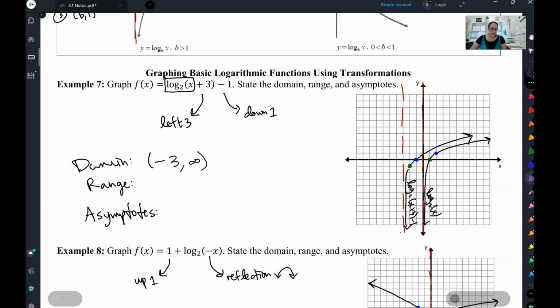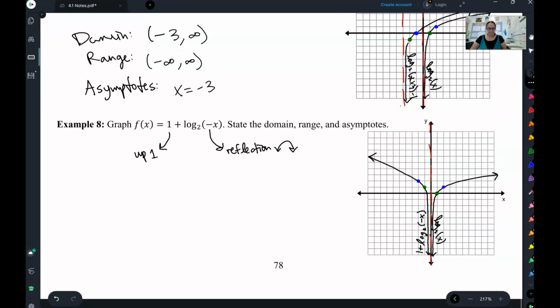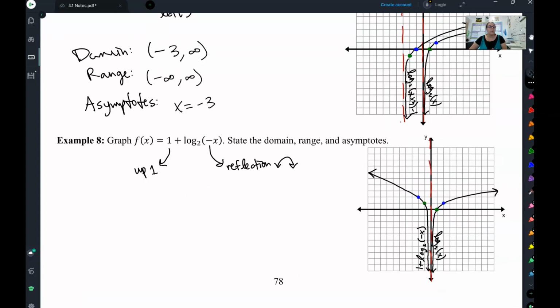Now let's look at the range. Range is up and down. If I look at this graph, it goes down forever, and it's going to go up forever. It's going to go up pretty slowly, but it's still going to go up forever without stopping. So there's my range. And my asymptote is going to be x equals, because it crosses the x-axis, x equals -3. So I would like you to pause the video for a moment and try to do the domain, range, and asymptote for example 8.